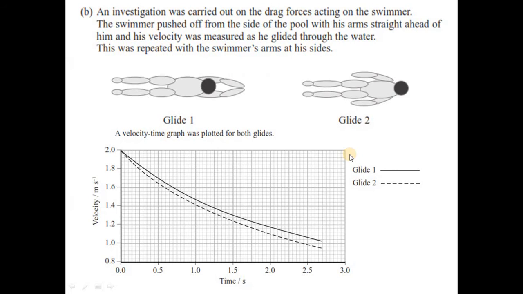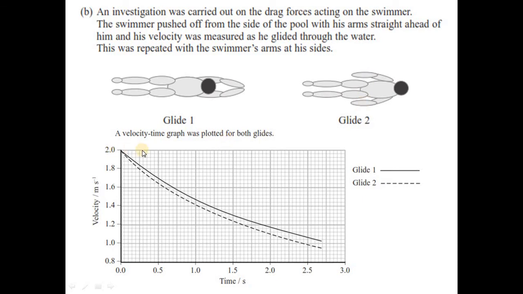An investigation was carried out on the drag forces acting on the swimmers. The swimmer pushed off from the side of the pool with his arm straight ahead of him, and his velocity was measured as he glided through the water. This was repeated with the swimmer's arms at his sides. So we have two different situations of glide. After pushing, the swimmer glides placing arm in front, and glide 2 is arms on the side.